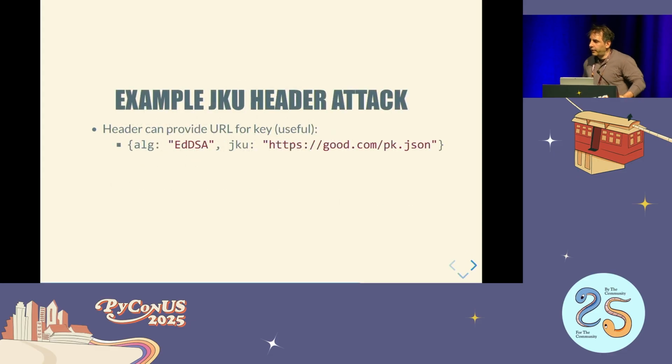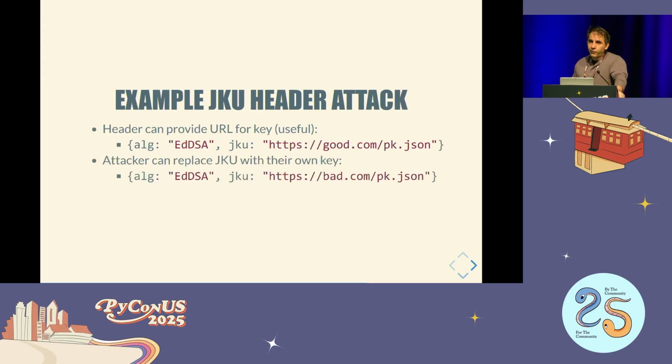Okay, so let's get into an example of an attack. So imagine you've got an application or you've got a JWT and you want to think about attacking it. So if a whitelist is used, and most libraries, by the way, will encourage you to use whitelists or they'll force you to use them in various ways. So I don't want to overly scare you, but I want to give you some sense of why these whitelists are important. Okay, so you've got a JWT. It says algorithm EdDSA, and it tells you a URL for where to get the public key. So good.com/pk.json. Great.